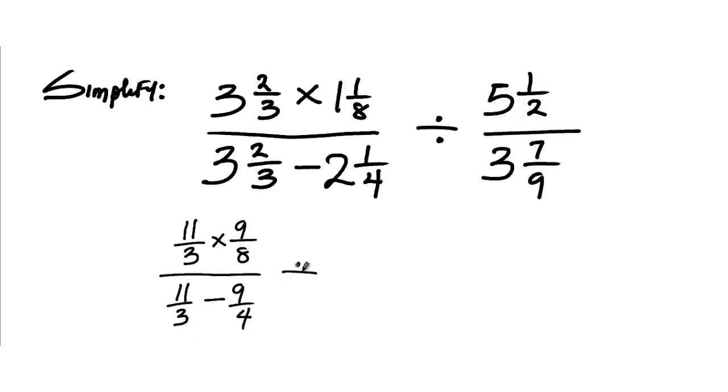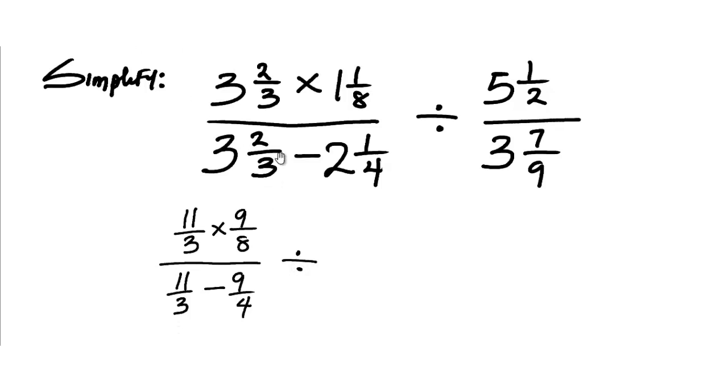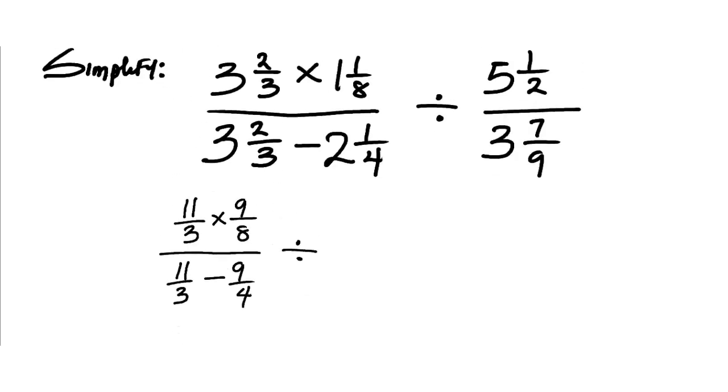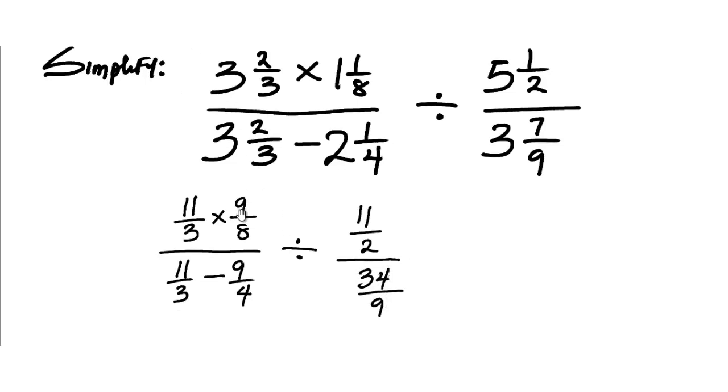Let me scroll. Okay, so here we have 2 times 5, 10 plus 1, 11. So we have 11 over 2. Then divided by 9 times 3, that is 27. 27 plus 7, that will give us 34. So we have 34 divided by 9. So we are moving gradually.